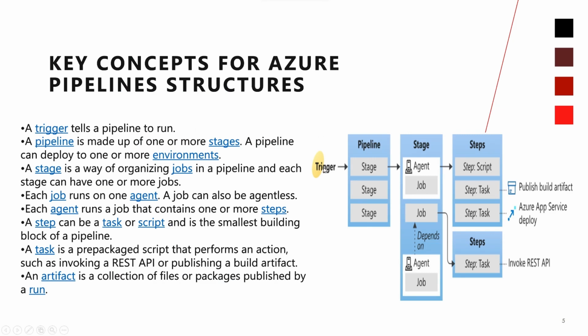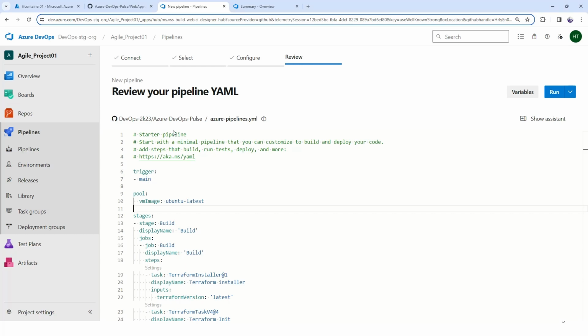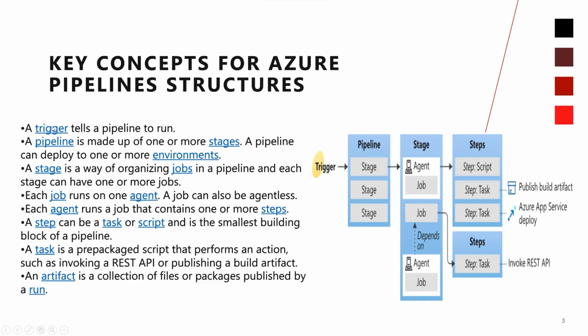As you can see here, the trigger, right? Trigger, what it basically does, if you see the definition, a trigger tells a pipeline to run. So if you see here, trigger is mentioned as main. That means it is asking that whenever there are any changes happening in your main branch, you have to run the pipeline. Okay. Now we are good with the trigger.